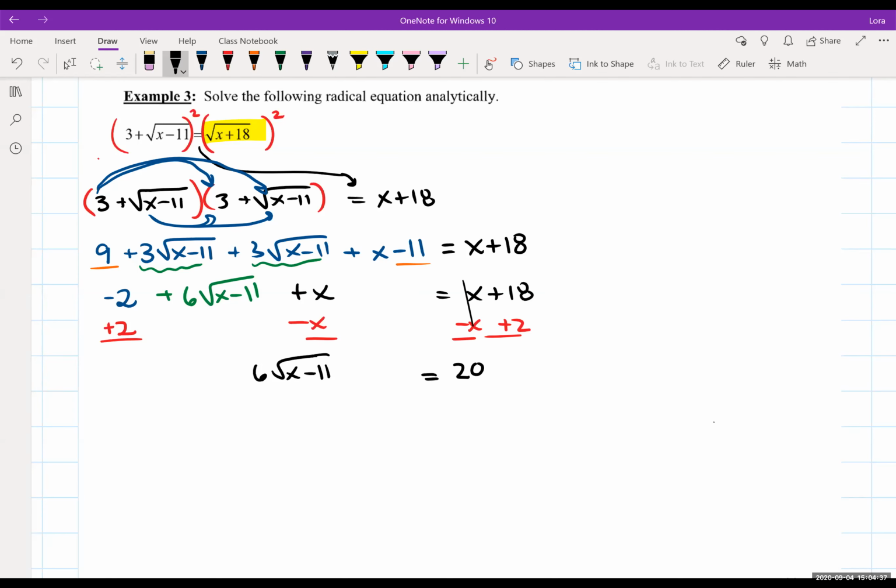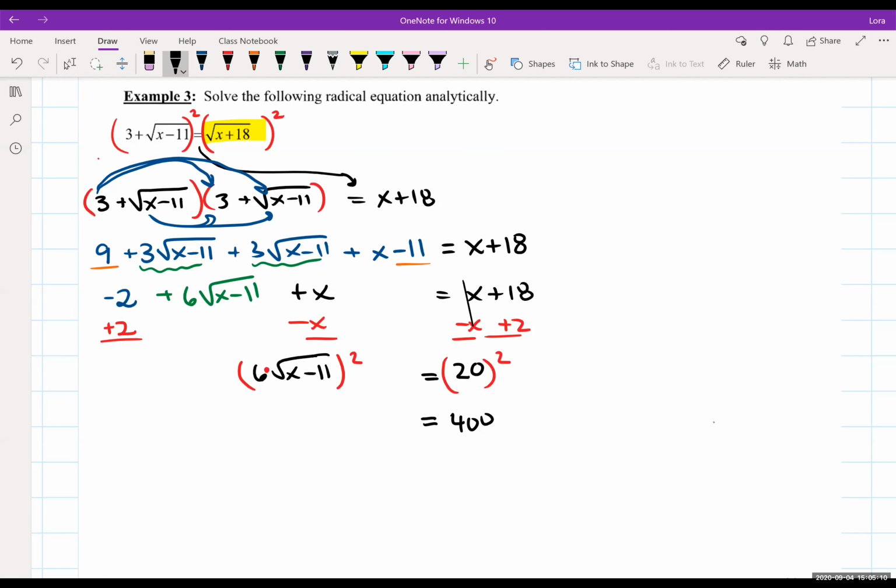So that's good news there. At this stage, notice that we'd want to get rid of our radical. Now we have a factor, 6 times square root of x minus 11. This is a little nicer. You can directly square this on both sides. So if we have this, we raise each side to the power of 2. This will give me 20 squared, which is 20 times 20, which is 400.